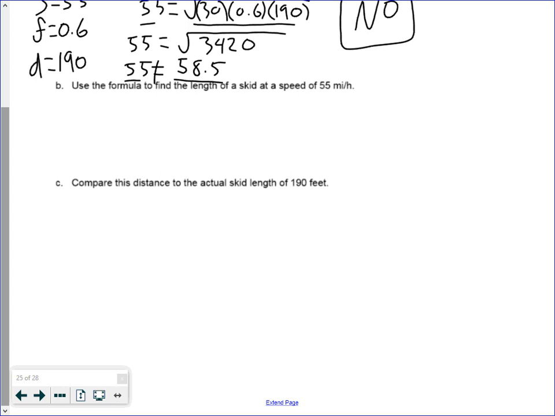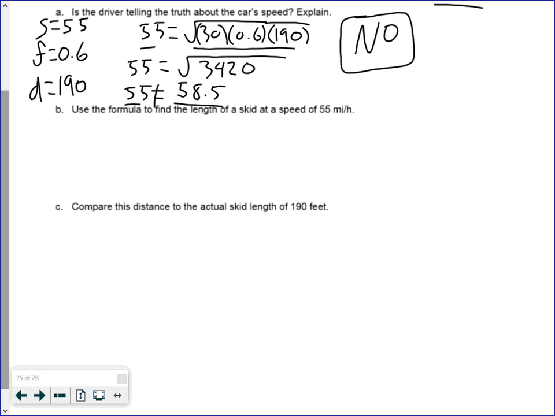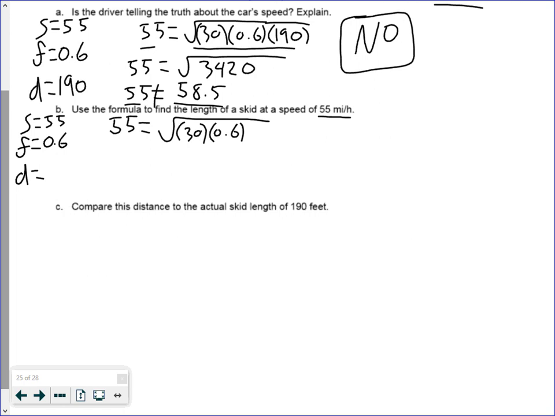And then for 1B, we're told to use the formula to find the length of a skid mark at a speed of 55 miles per hour. So we're told that S equals 55 in this problem, and the coefficient of friction, or F, is going to stay 0.6, and we're going to solve for our D. We don't know what the length of the skid mark would actually be when S is 55, so we're going to plug in our S and our F and solve for D. So we have 55 equals the square root of 30 times 0.6 times some D that we don't know. So we're going to multiply this all together, and we're going to solve for D.